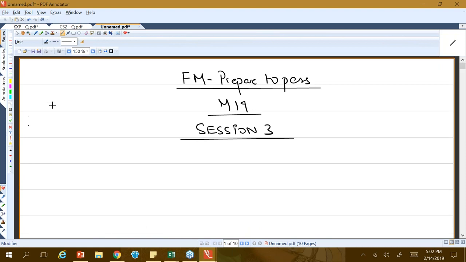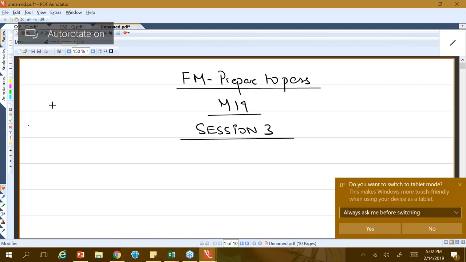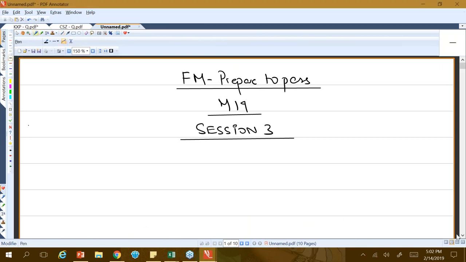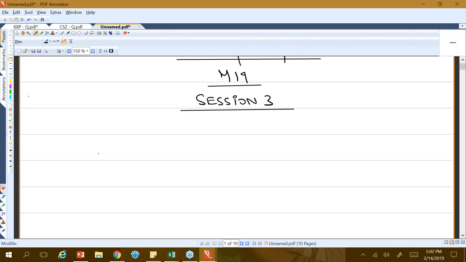On to session 3. The first thing that we need to do on working capital is to be able to calculate the working capital. That is the simplest thing we have to do. And the calculation of working capital is simple. It is the current assets minus the current liabilities. Current assets minus the current liabilities.